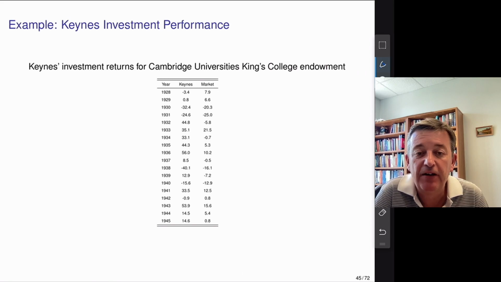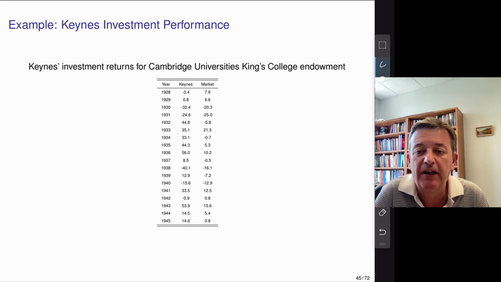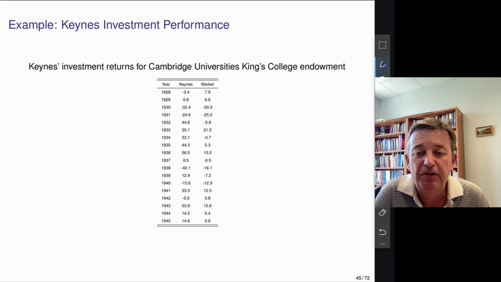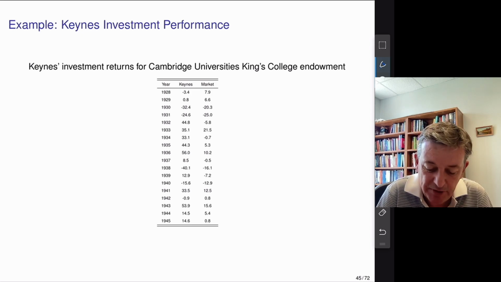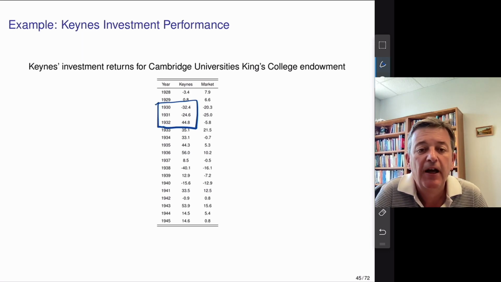Okay, here's another finance example just to make the point. John Maynard Keynes was a very famous English economist. I remember he wrote a book about probability, A Treatise on Probability. He wrote a lot about economics. He had his theory of labor and economics and government spending. What people maybe don't know about him was that he also invested Cambridge University's King's College endowment. So he was given the task of deciding where to invest it. And I thought this data set would amuse you.